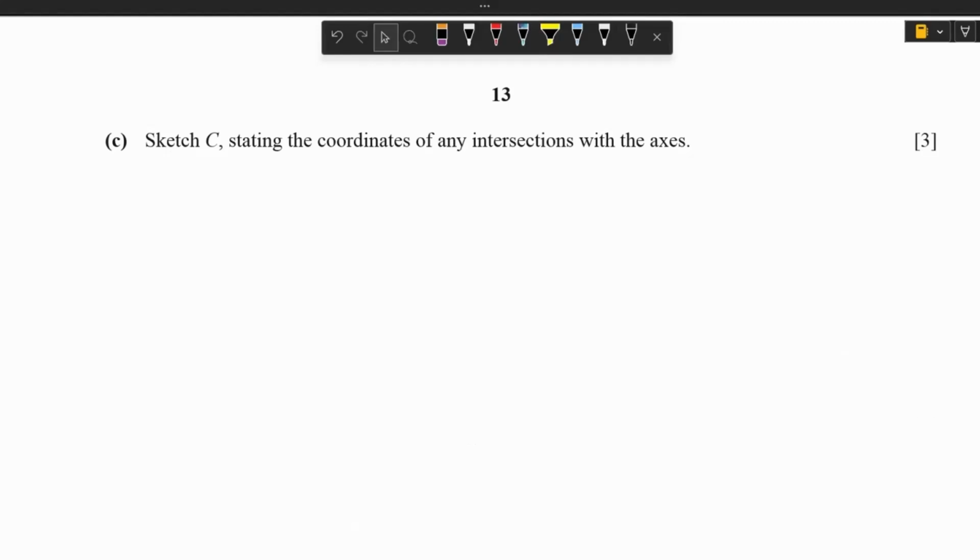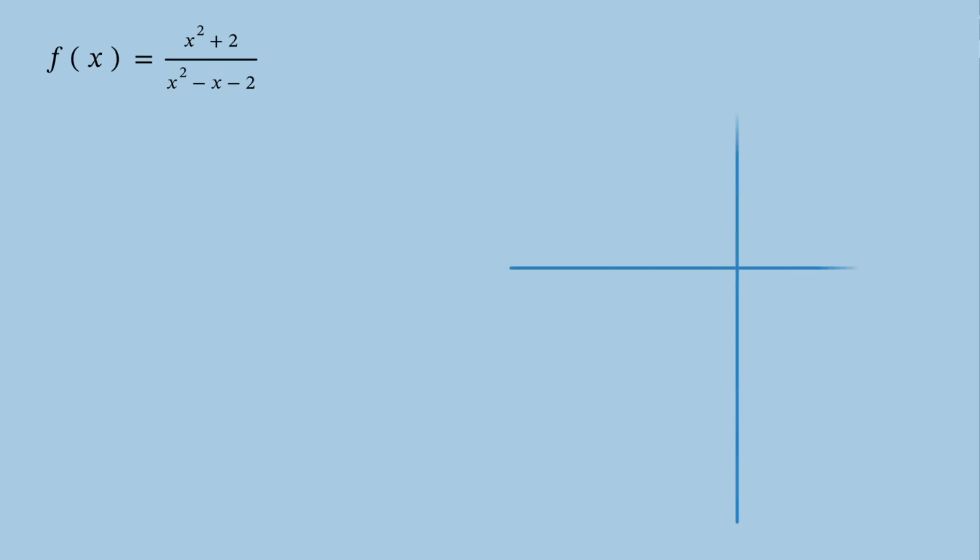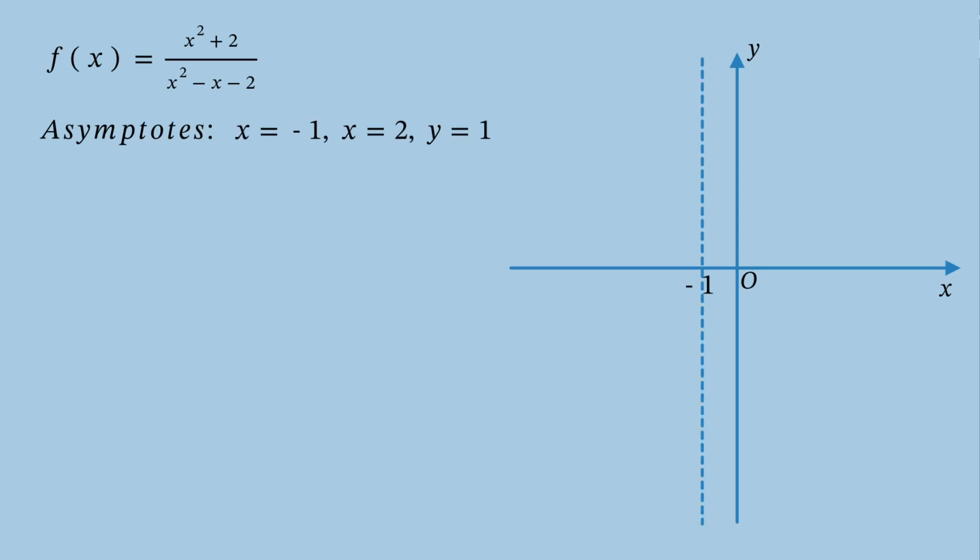On C, it says sketch C, stating the coordinates of any intersection with the axes. Alright, so to sketch the curve, we are sketching the curve for f of x is equal to x squared plus 2 over x squared minus x minus 2. Alright, so I'll have the two axes, x and y, and the origin is here. We are considering here that we have asymptotes at x is equal to minus 1, this one here, and at x is equal to 2, this one here. And we also had on part A the horizontal asymptote at y equals 1, which is this line here.